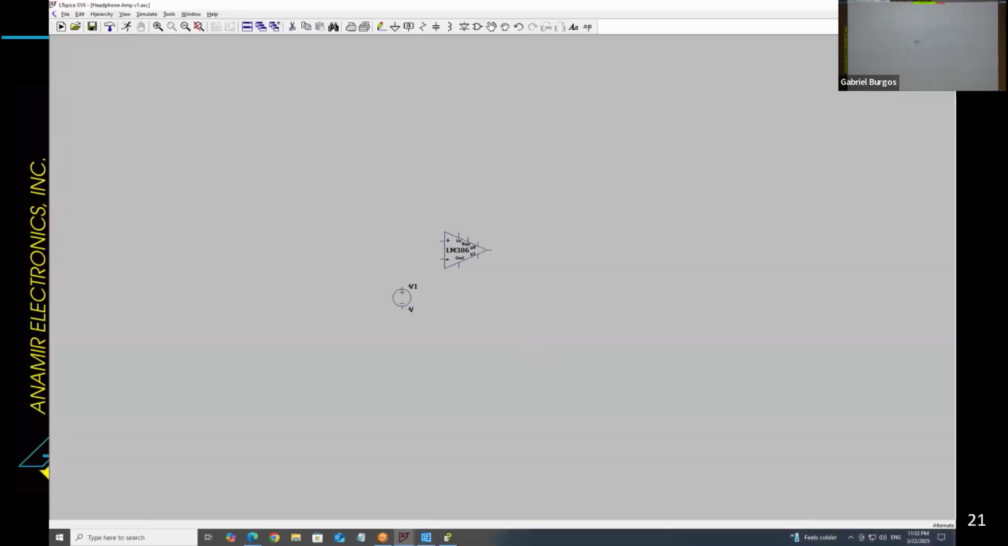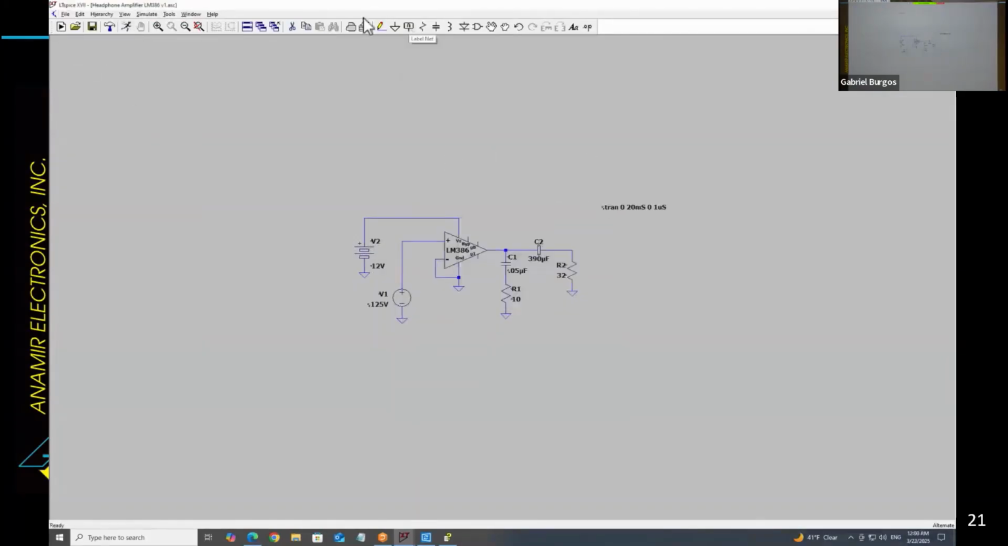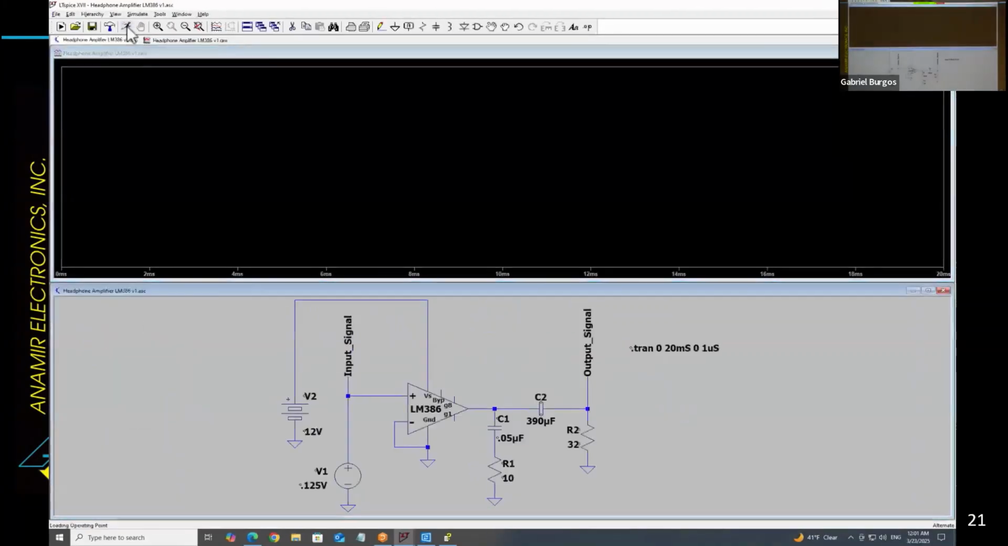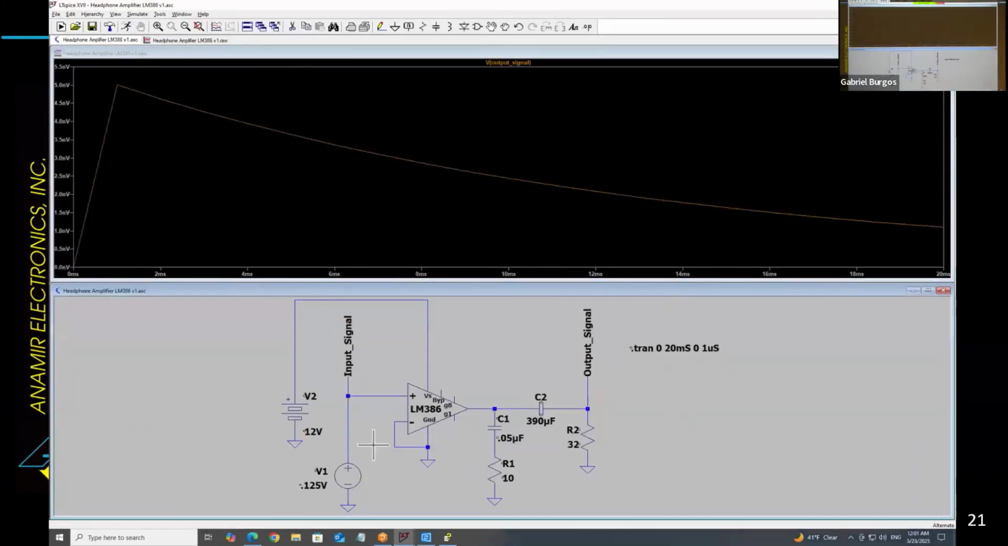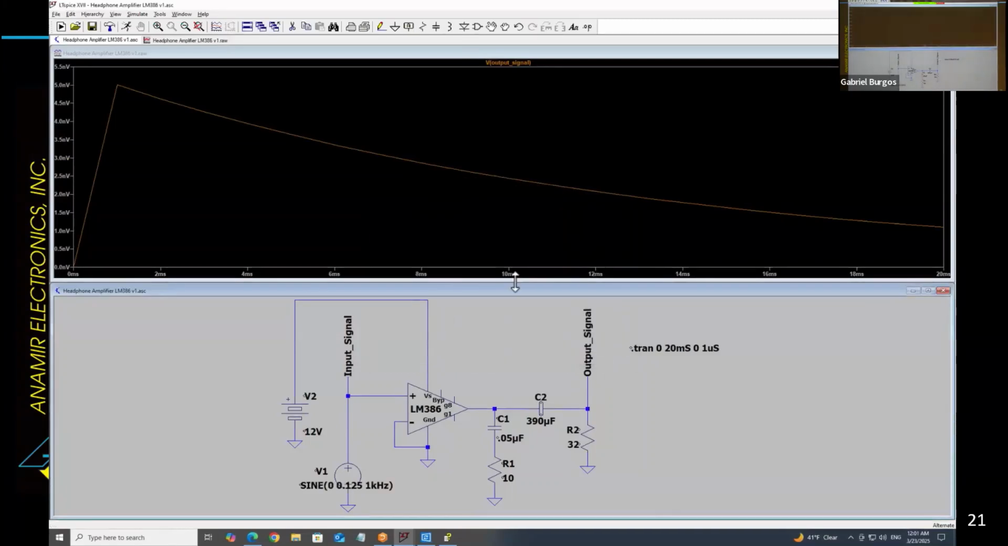So it's not too hard to do. Laying parts down, use a little economy of scale here. Let's put down the components first. Do the wiring between them. Put the labels on last. Look at the schematic. Let's simulate it. Let's look at the output signal. Oh, I made a mistake. I forgot to specify a sine wave input. So I'm doing that real quick here.